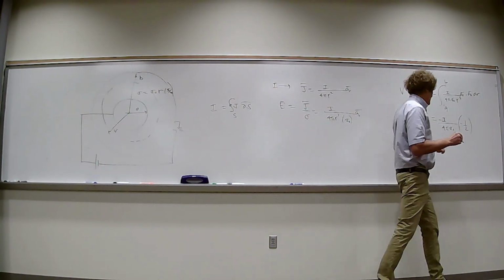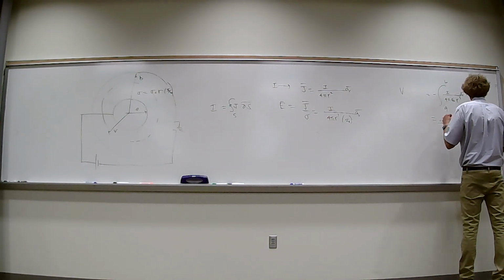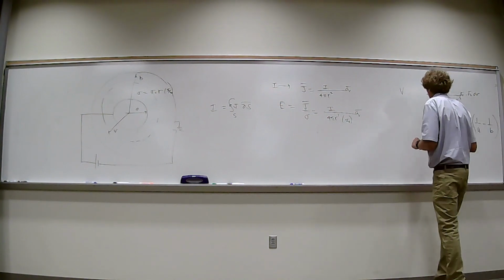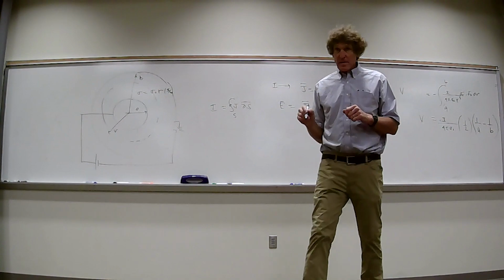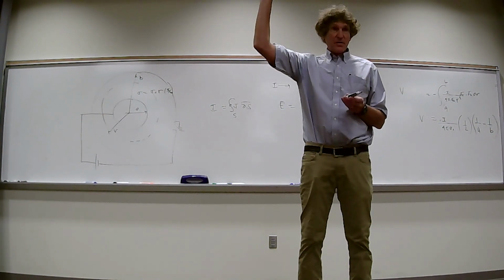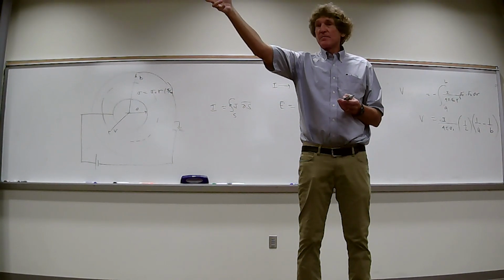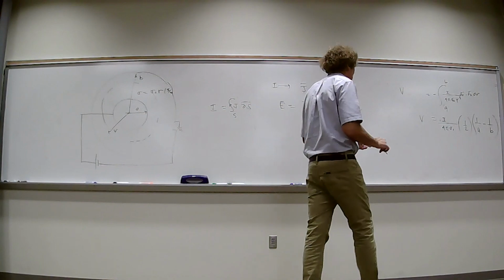Everybody? When you do it, what do you get? You get 1 over a minus 1 over b, and that would be the voltage difference between the inner and outer conductor. Do y'all follow me, class? Show of hands if you do. I'm just doing the integral. What's the resistance finally? Divide by I.